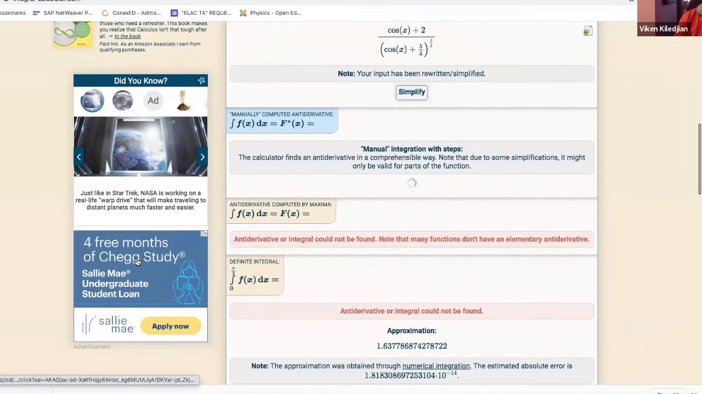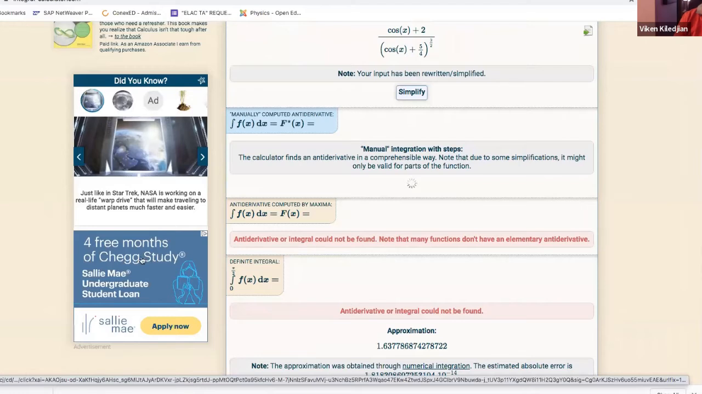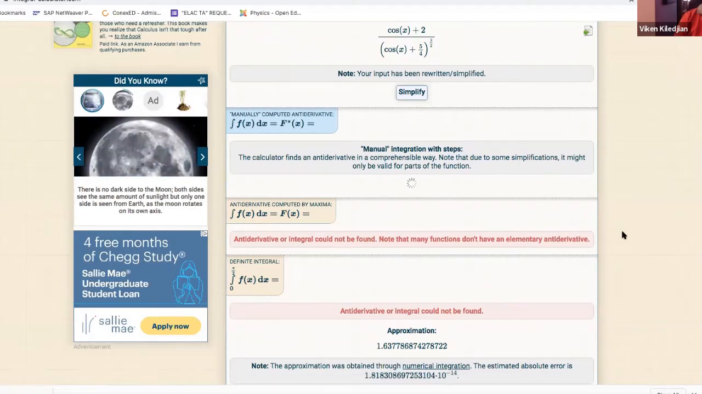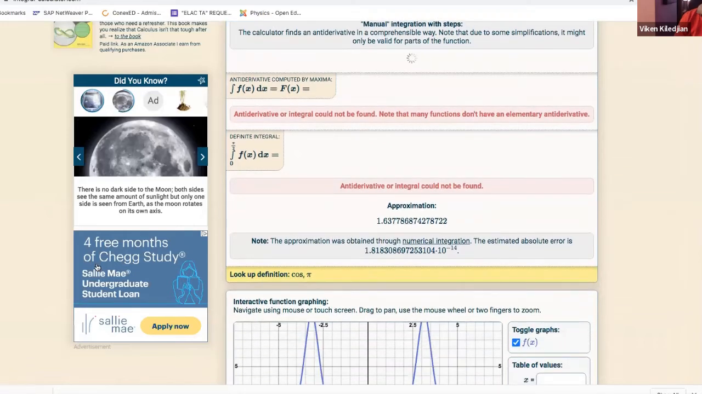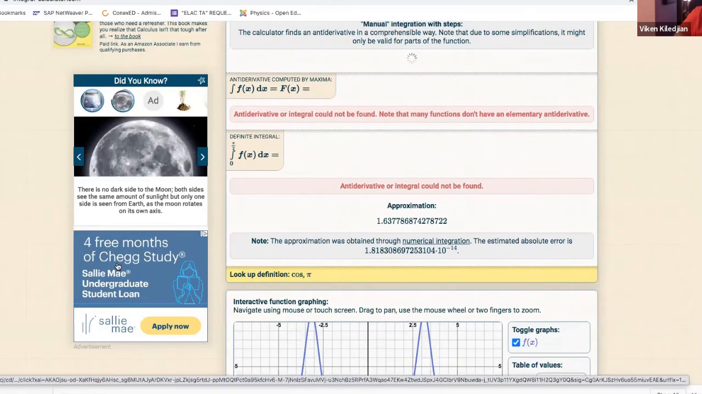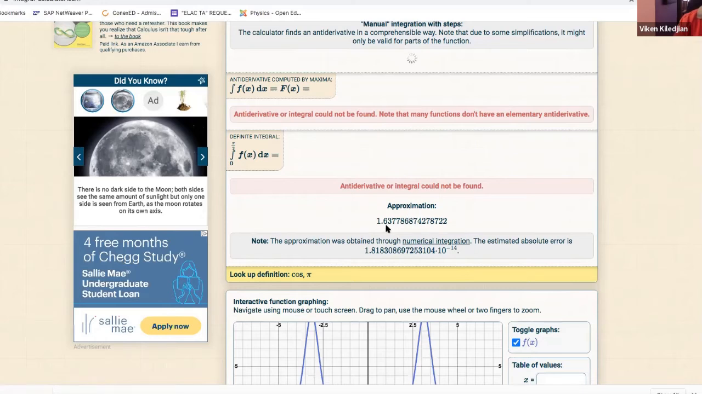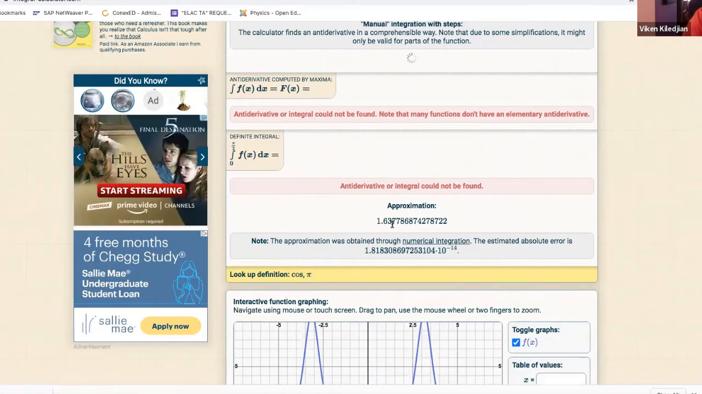Oh no, my most hated website, my arch enemy, the enemy of learning and progress, Chegg. Okay, 1.6377868. Okay.